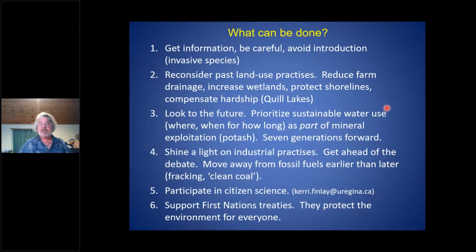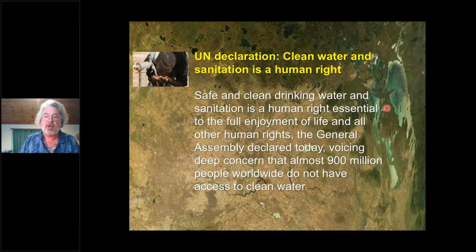And then get involved. There's citizen science groups. Kerry Finley runs a group out of the University of Regina. Support First Nations treaties. The treaties are for everybody. They do protect the environment. And so there's lots of things we can do to make this more of a good news story and less bad news. So I'll finish up there. Just to remind you that clean water is a human right, and it's something that we should all take seriously because our kids' futures depend on it. Thanks very much.